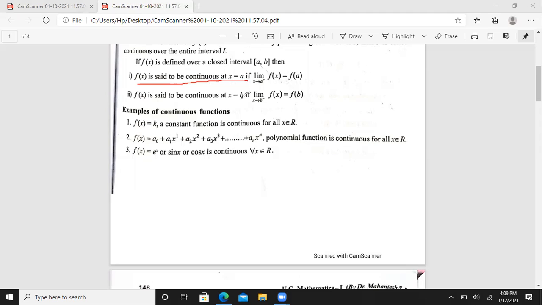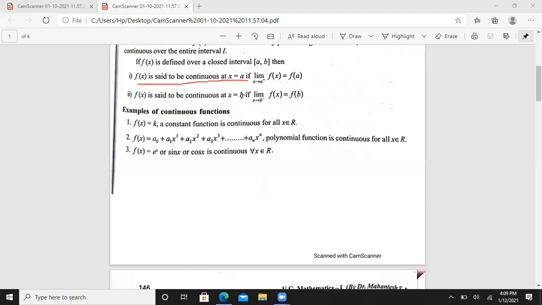First one is f of x equal to k. A constant function is continuous for all x belonging to R. The function f of x equal to some constant is continuous. Second one, f of x equal to a0 plus a1 x plus a2 x squared plus a3 x cubed, and so on up to an x to the n, that is a polynomial function, is continuous for all x belonging to R.